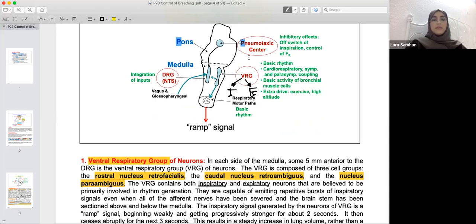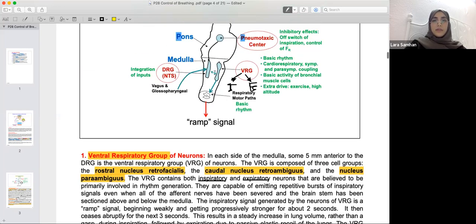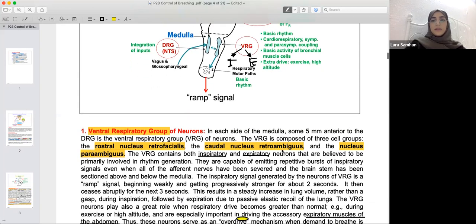No, we want to have homeostasis just to maintain every single thing in the body. Now to talk more about the VRG, or the ventral respiratory group, which is located all the way in here, it basically has three nuclei. Number one, the rostral nucleus retrofacialis. The second is the caudal nucleus retroambigualis, and the third is the nucleus paraambiguus.